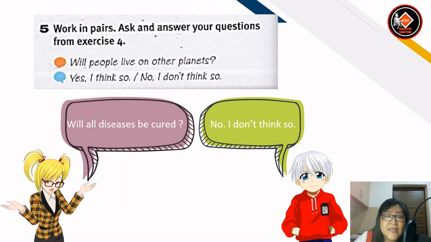Now let's work in pairs. Ask and answer your questions from exercise 4. Example, will people live on other planets? So your answer can be, yes, I think so, or no, I don't think so.